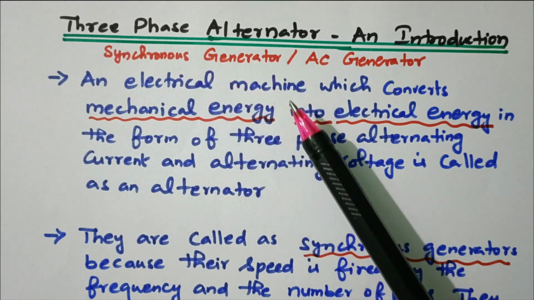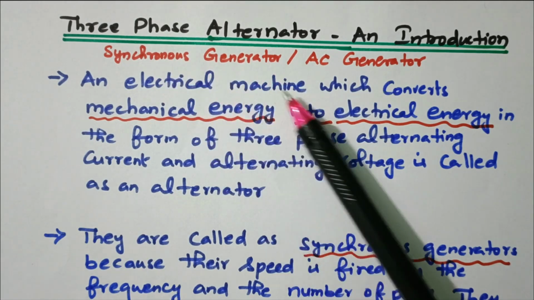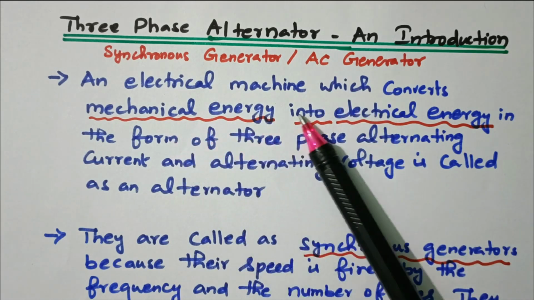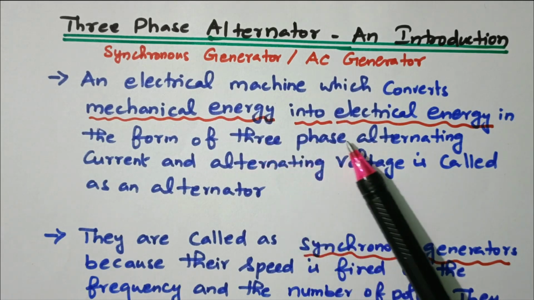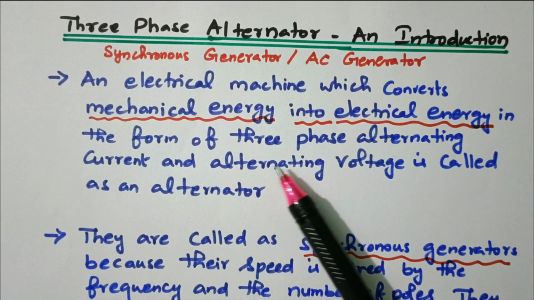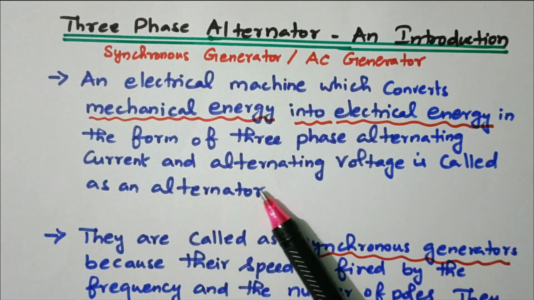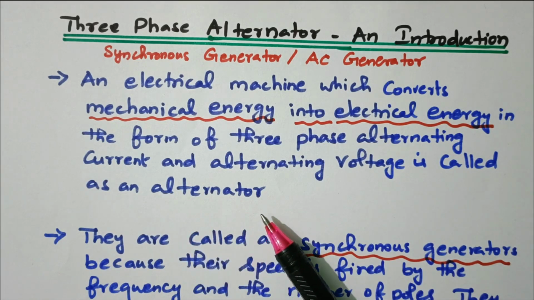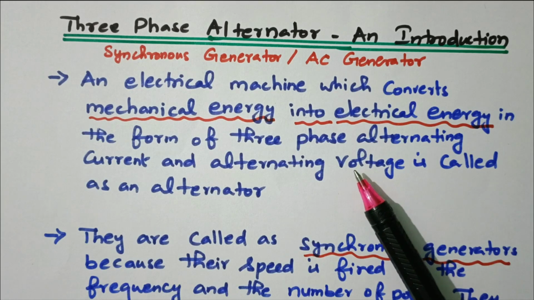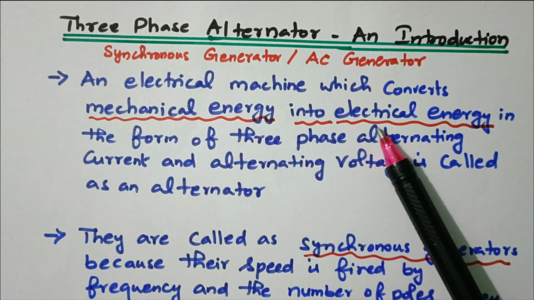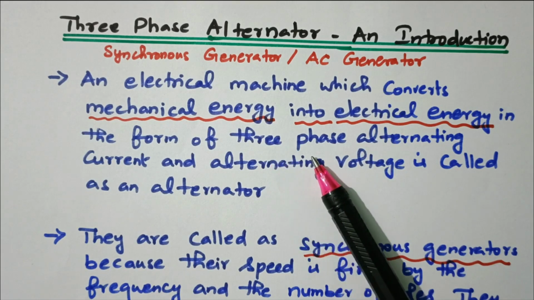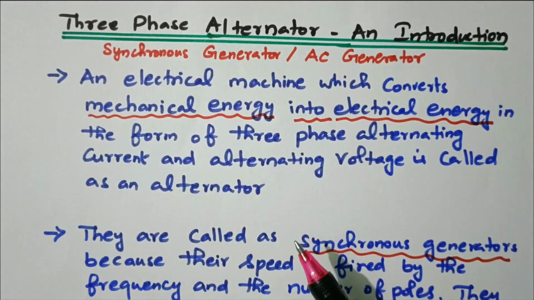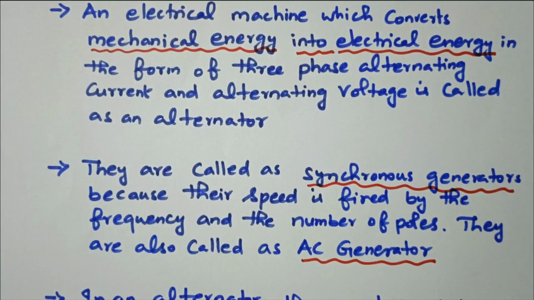Introduction about three-phase alternator, also called a synchronous generator or AC generator. An electrical machine which converts mechanical energy into electrical energy in the form of three-phase alternating current and alternating voltage is called an alternator. Almost all generators convert mechanical to electrical energy. Here we are having three-phase alternating current and voltage. So it is also called an alternator, AC generator or synchronous generator.